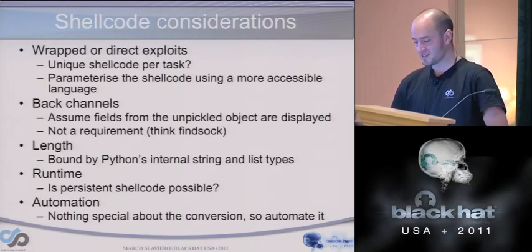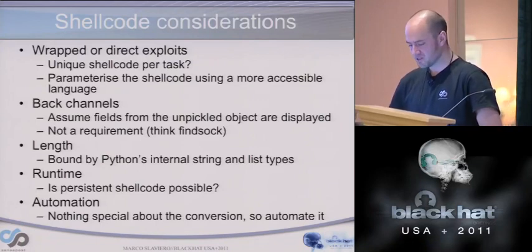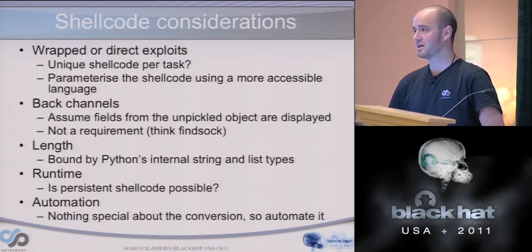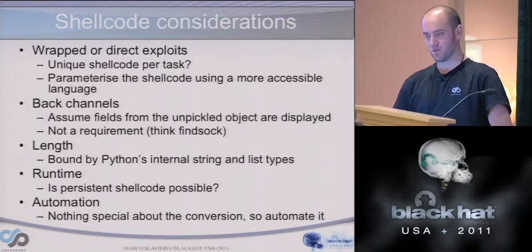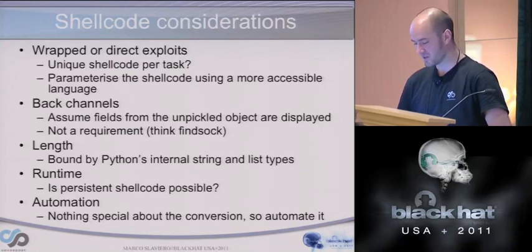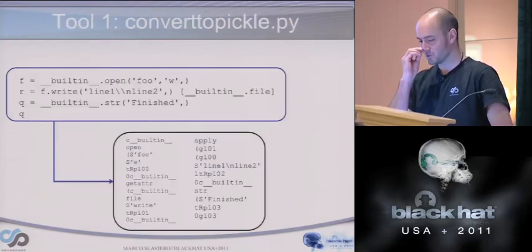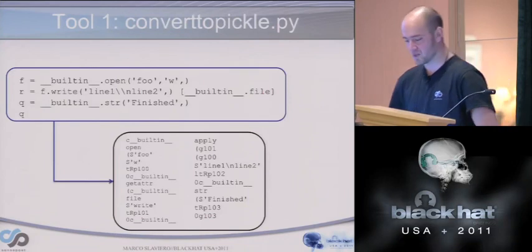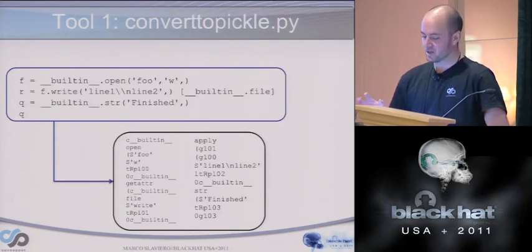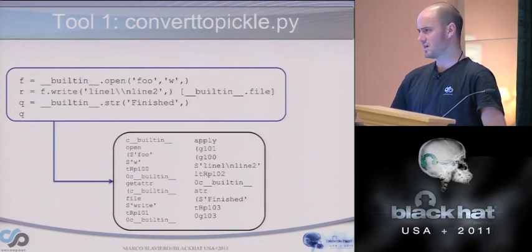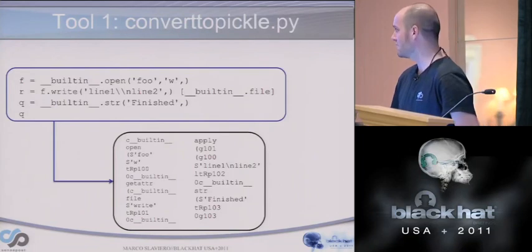And so with these templates that I've given you, it should be clear that there's nothing particularly special about them. They're just templates. And so we can map from Python calls into Pickle templates. So it's possible to automate this. And so the first tool is this thing called convert-to-pickle.py. And it takes as input a series of Python-like statements. It's not Python, but you can see it's kind of Python-like.